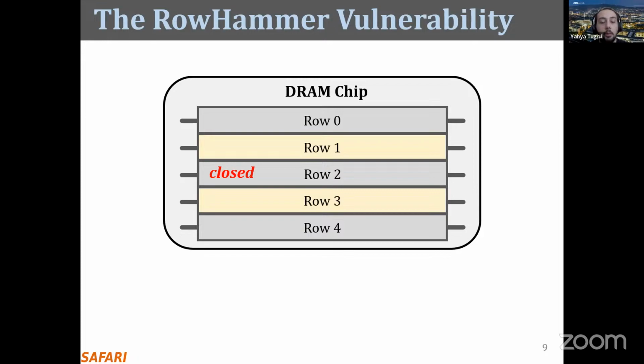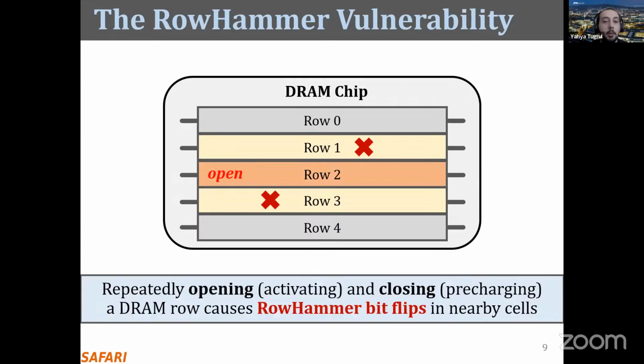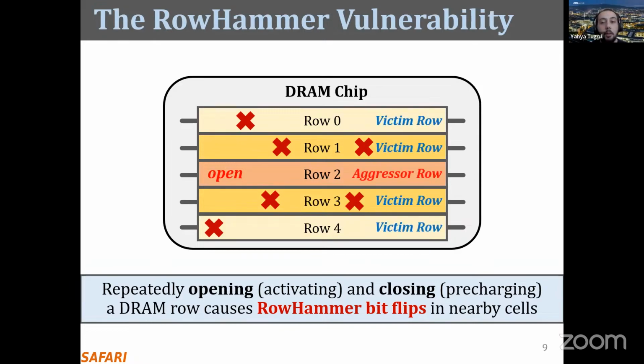Due to an increase in cell-to-cell interference as a result of increased packing density, rapidly activating a row many times can cause bit flips in the nearby rows. And if we continue to access the row more times, even more bit flips can occur. This phenomenon is known as RowHammer. We refer to the rapidly activated row as an aggressor row, and the rows containing bit flips as victim rows.